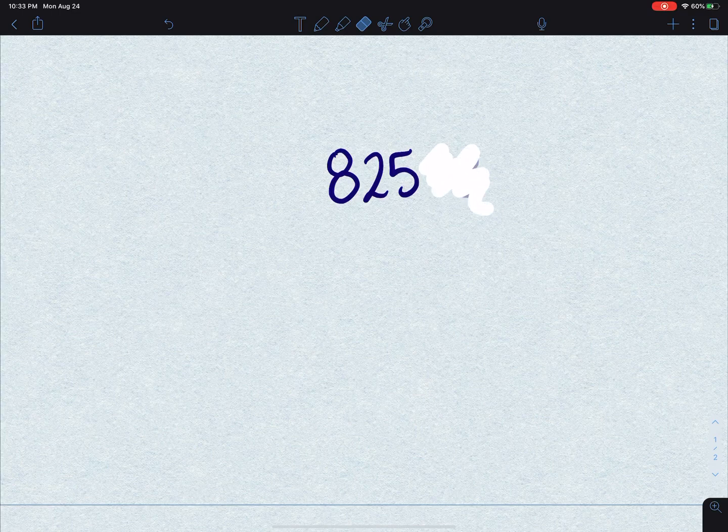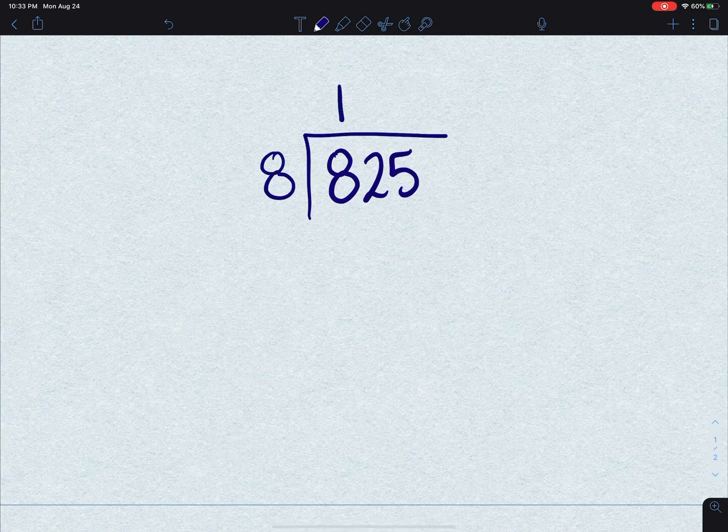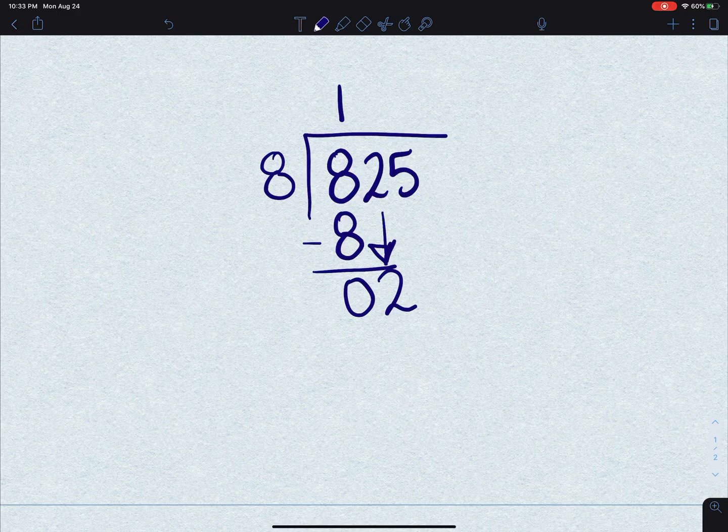But I'm going to do it a little differently. I'm just going to write it in a different way. 825 divided by 8 like this. So 8 goes into 8 one time. 8 times 1 is 8. I'm going to subtract. I get 0, so I just bring down that 2. And then 8 goes into 2 0 times. And then 0 times 8 is 0. And now I bring down that 2 again because I'm subtracting.